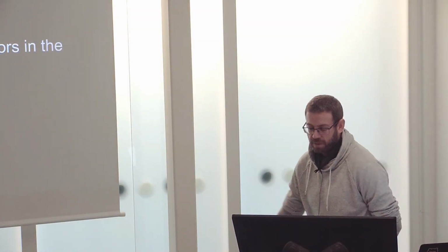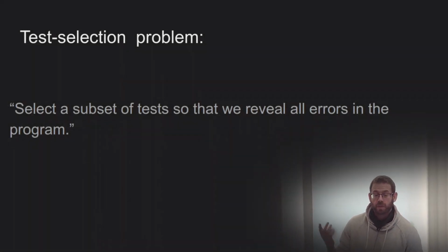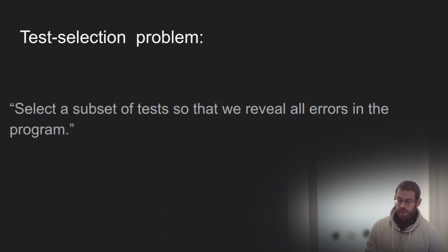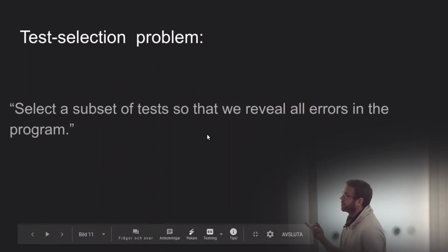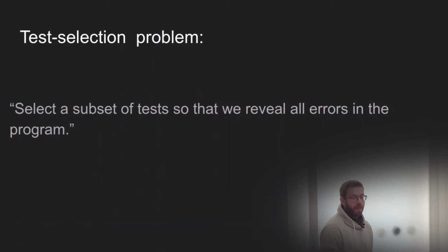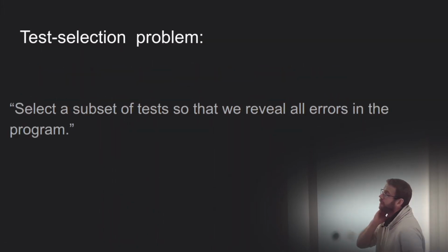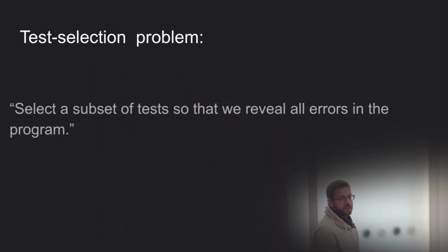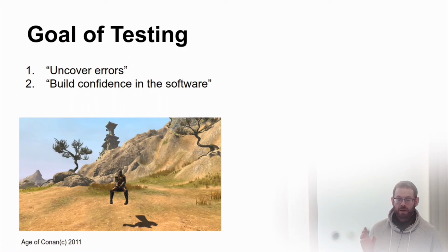Okay, so welcome back to software testing. And we're deriving test cases from requirements and from code. And we repeated some parts of previous lectures, but I was talking about the test selection problem and exhaustive testing, which is not practically possible. But the test selection problem was to select a subset of tests, the good tests. The good test would reveal all errors in a program, but the goal of testing as an activity is not only to uncover errors, it's also to build confidence in the software.